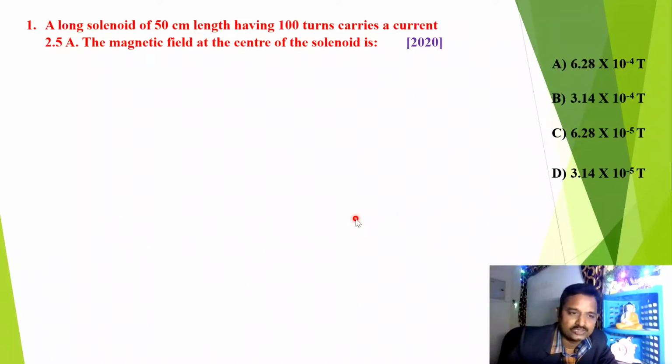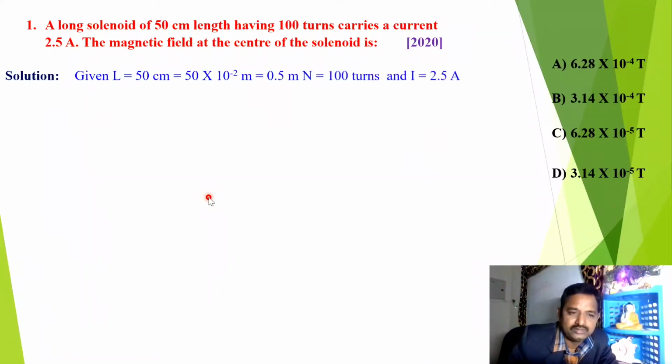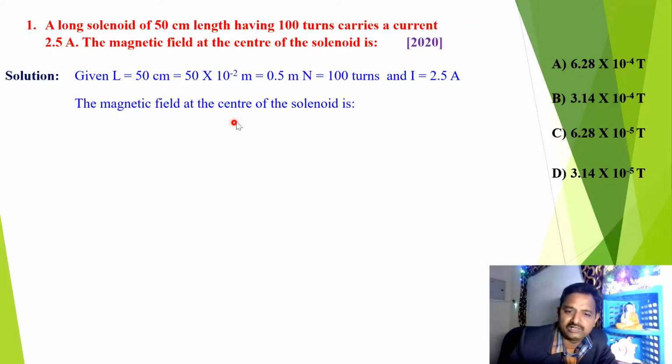Now we will do the solution. First we will identify the given data. Given length of the solenoid L is equal to 50 centimeter, that is equal to 50 into 10 power minus 2 meter, that is equal to 0.5 meter. Total number of turns capital N is equal to 100 turns, and current flowing through that solenoid is 2.5 ampere. We have to calculate the magnetic field at the center of the solenoid.